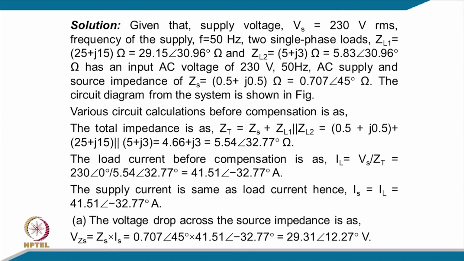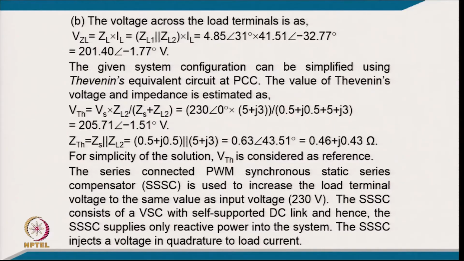So, it comes 5.55 ohm at the angle of 32.77 degree, and the load current will be IL equal to Vs upon total ZT. It comes 41.51 ampere at the angle of minus 32.77, and the supply current is the same as the load current. The voltage across the source impedance will be the loaded source impedance times the current; it comes 29.31 volt at the angle of 12.27 degree. The voltage across the load terminal is now ZL into IL, where the load is the parallel impedance of both loads, multiplied by IL.